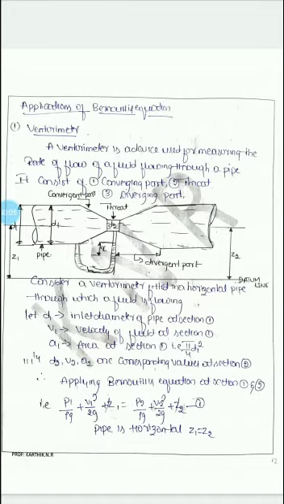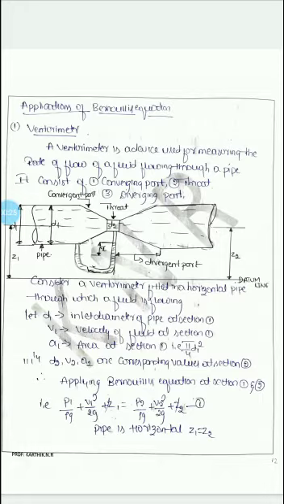Okay, in this video, we'll study the very first application of Bernoulli's equation, that is the venturimeter. A venturimeter is a device which is used to measure the flow rate of a fluid flowing through a pipe. Here we are going to measure the flow rate with the help of a venturimeter.